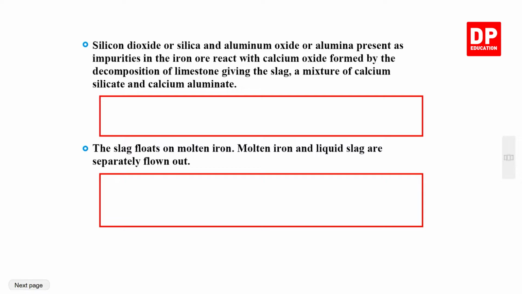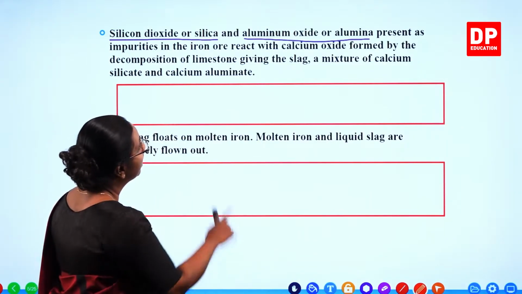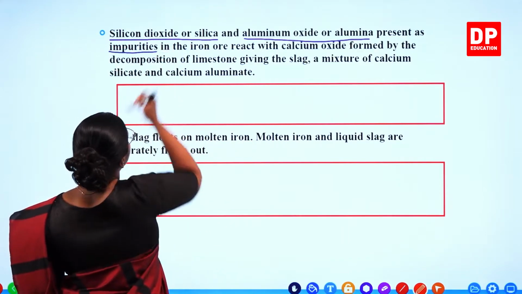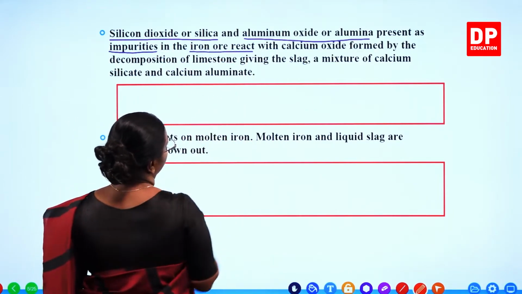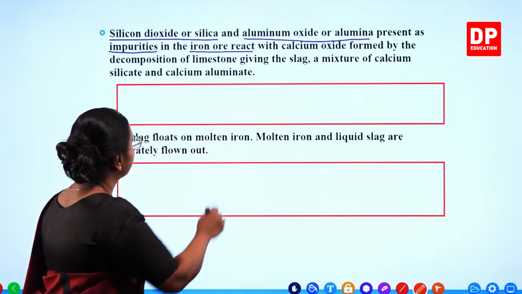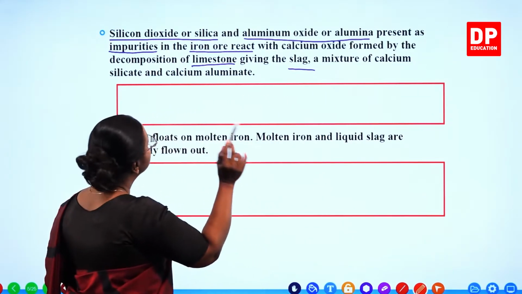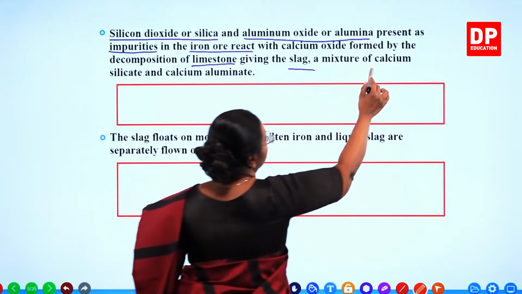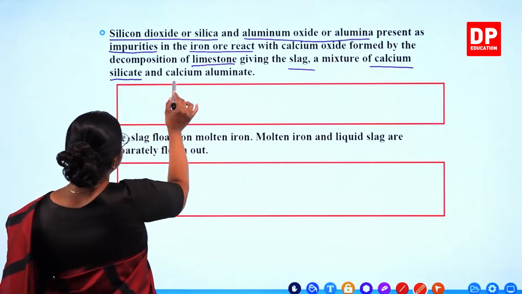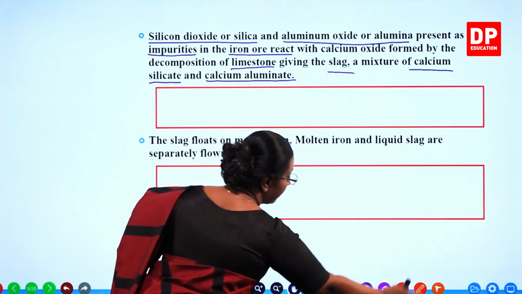So silicon dioxide or silica, aluminium oxide or alumina, I gave you all the chemical formula present as impurities in the iron ore, react with calcium oxide formed by the decomposition of limestone giving the slag. A mixture of calcium silicate, so you have to remember all these, calcium silicate and calcium aluminate. So I have introduced those reactions to you all.